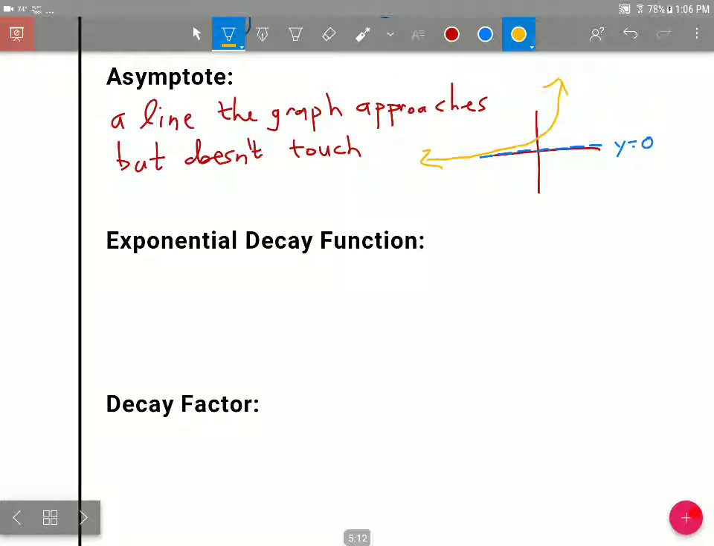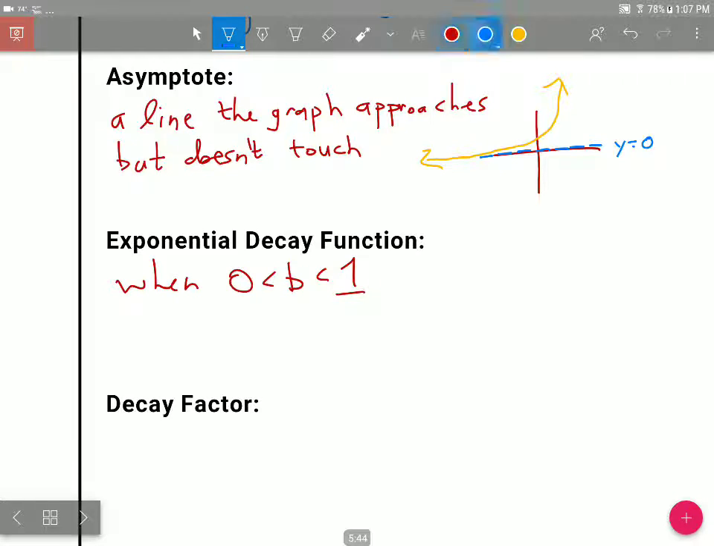Anyways, so an exponential decay function. An exponential decay function is when b is between 0 and 1. That's when your b value is between 0 and 1. Now, your b will never be negative. If you have a negative base, it is no longer an exponential function. Yes, the exponent is a variable, but it is no longer an exponential function. But b is between 0 and 1.